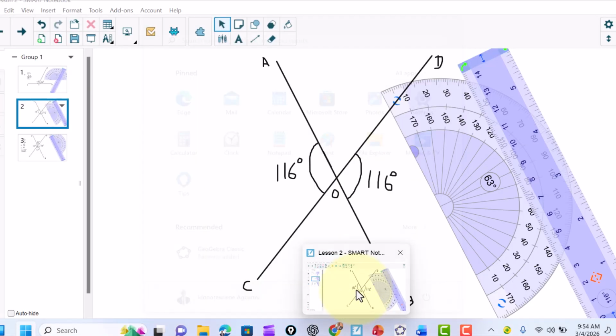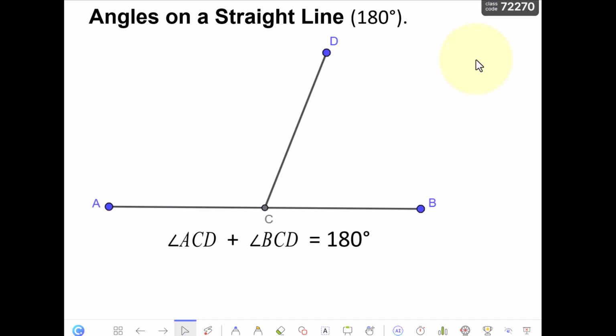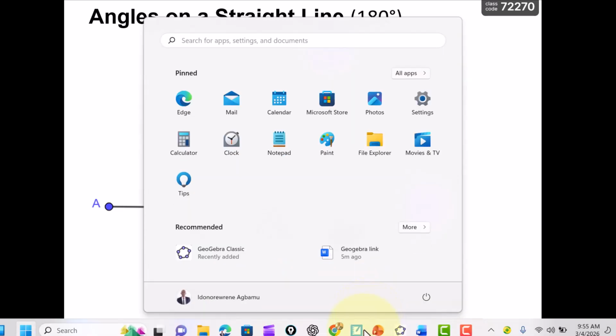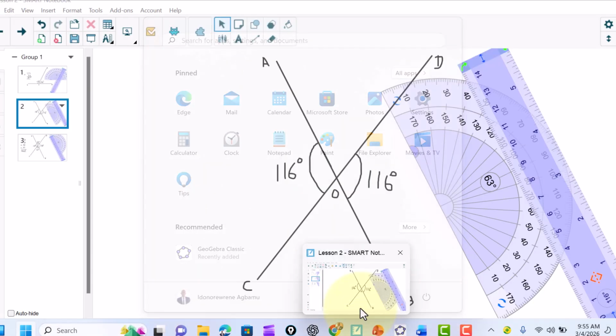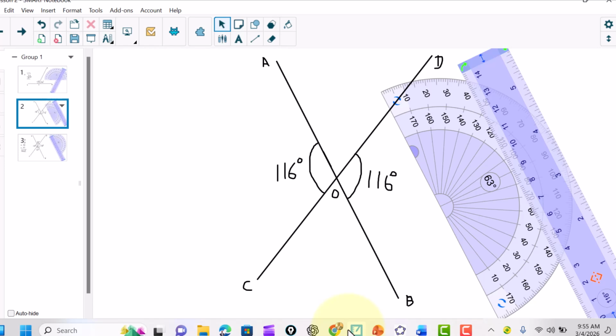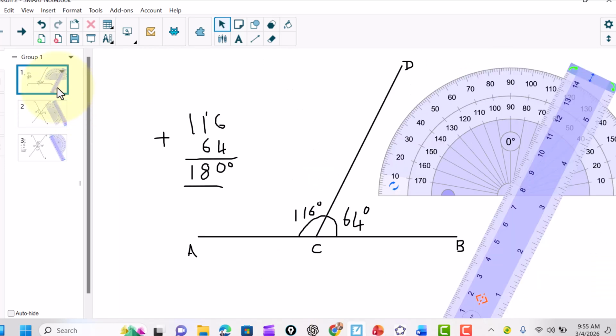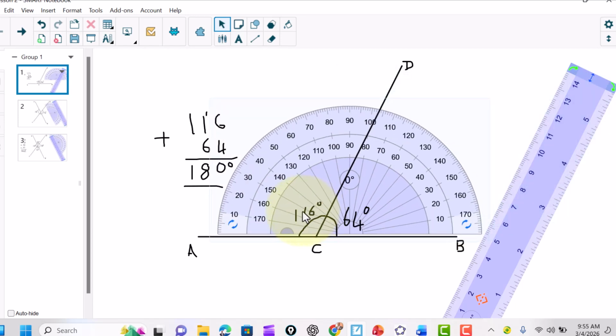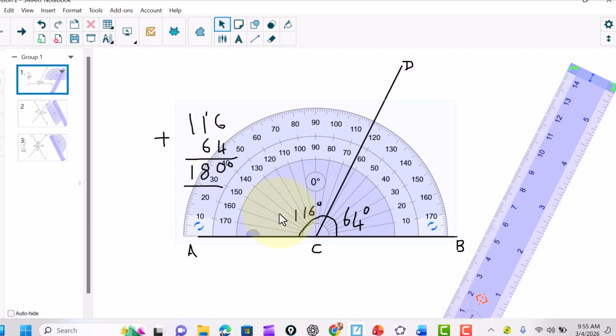Let me open yesterday's work again. Let me go back. Okay, so this was yesterday's work. So if you observe very well, you will see that all the straight lines where I placed the protractor yesterday, every angle on the straight line, if you start from 0 on this side, it will go and end up at 180 degrees. So this is angles on the straight line.